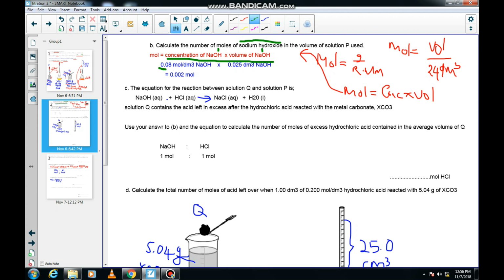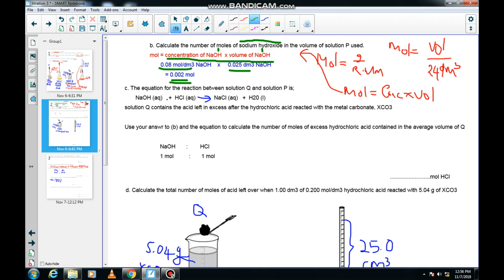We are given the concentration of sodium hydroxide as 0.08 moles per decimeter cubes, and the volume is the volume that was in the pipette, which is 25 cubic centimeters, which translates to 0.025 decimeter cubes. You press your calculator, the answer that you get is 0.002 moles. Do not just look at this answer, take your calculator, press it, and see if you will get the same answer as mine.